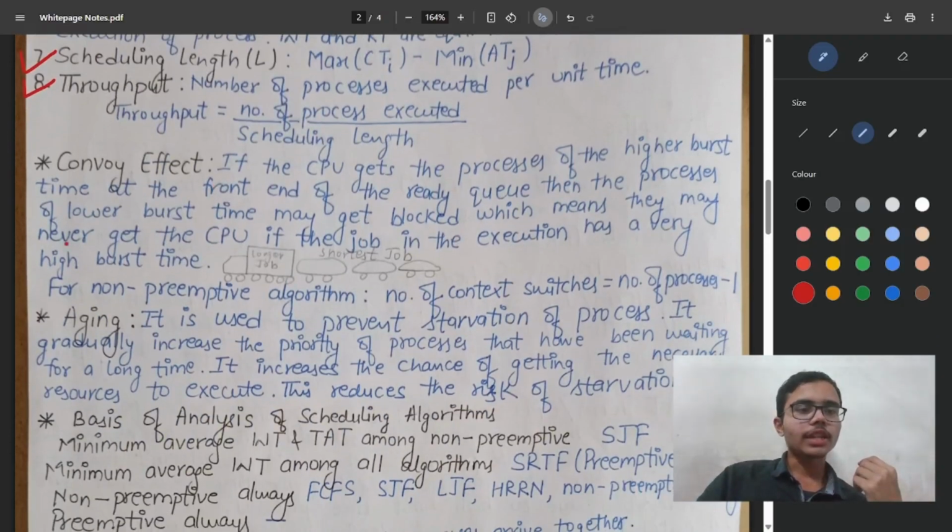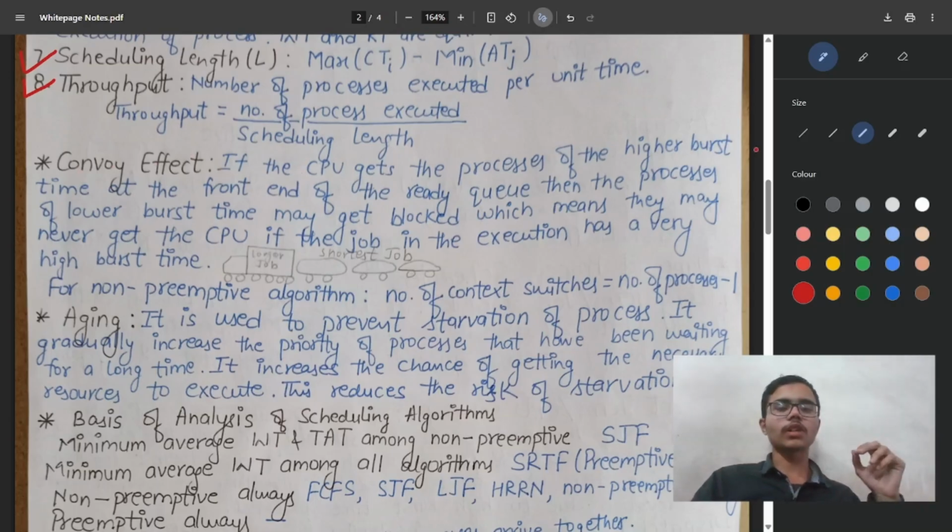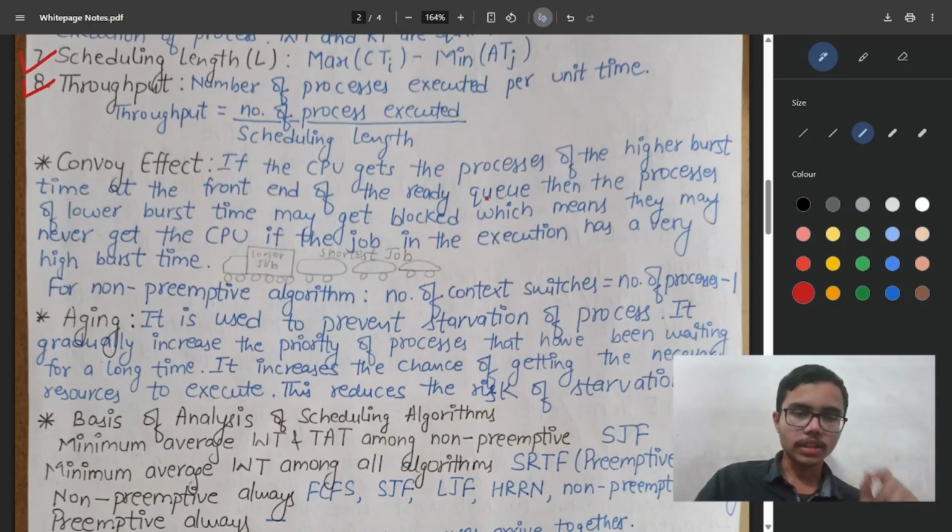So what is convoy effect? This can be asked. Convoy effect is when the CPU gets a process of high burst time at the front of the ready queue, then processes of low burst time may get blocked, which means they may not get the CPU if the job in execution has a very high burst time. For non-preemptive algorithm, the number of context switches is equal to number of processes minus 1.